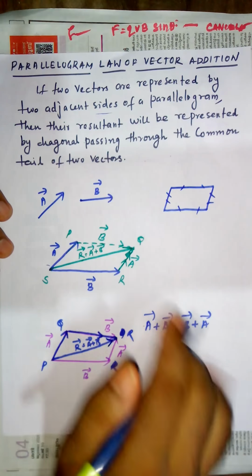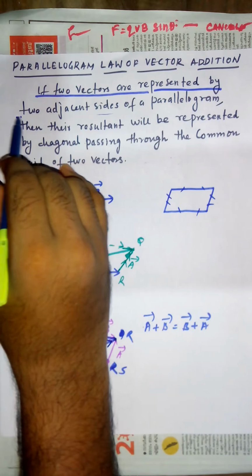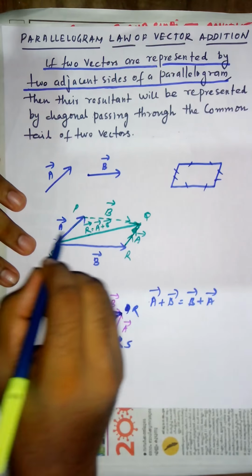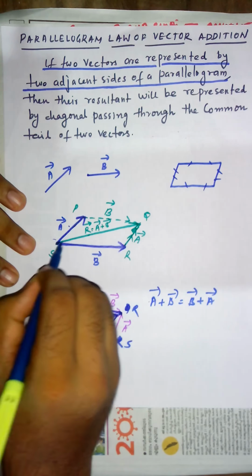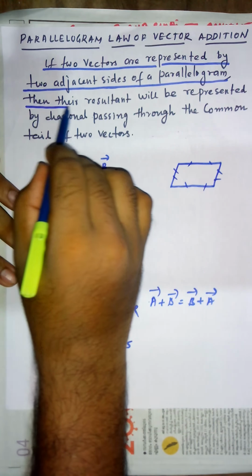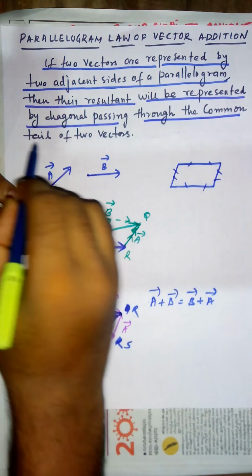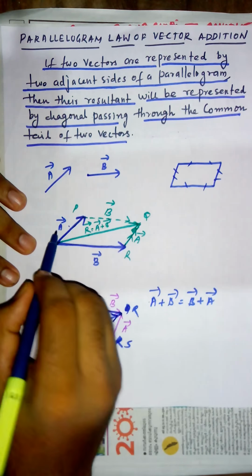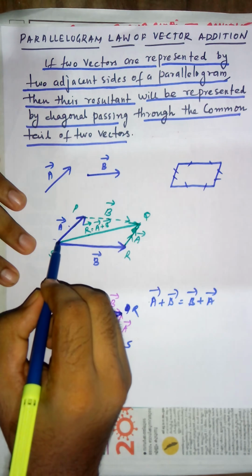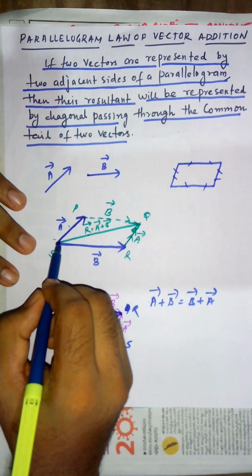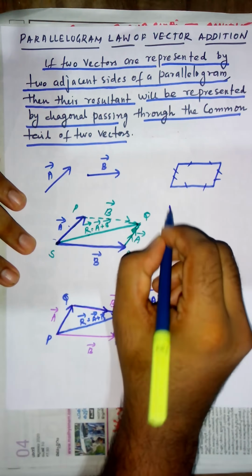So how can we define the parallelogram law of vectors? I have already explained it. If two vectors are represented by two adjacent sides of a parallelogram, see, this is vector A and vector B, both adjacent sides of a parallelogram, right? Then their resultant will be represented by the diagonal passing through the common tail of the two vectors, which is initiating from the common tail, starting from the common junction, right? So that diagonal will give us the value of the resultant.